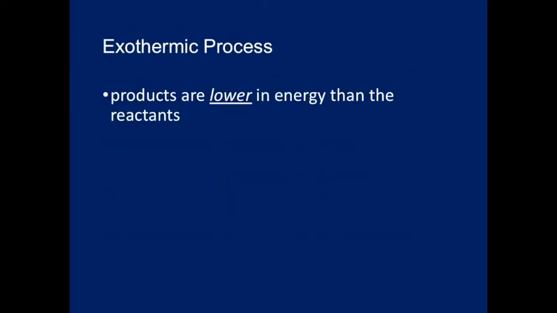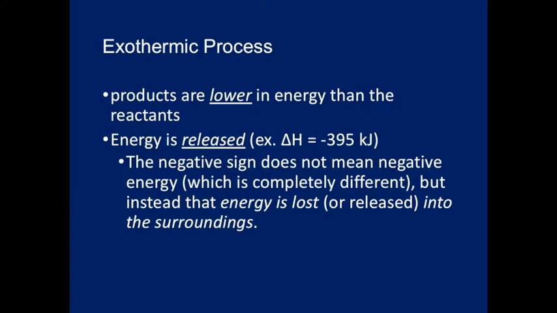So in an exothermic process, products have lower energy than the reactants. Therefore, energy is released into the system. As I said before, the negative sign does not mean negative energy. We're not talking about negative energy. When we put this number into our chemical equation, it is a positive number. It just depends on whether we put it on the left side. If it's a positive, we put it in with the reactants. If it's a negative, we put it on the right side with the products.